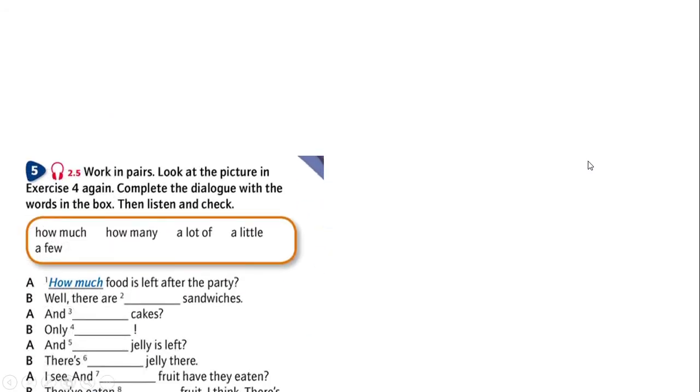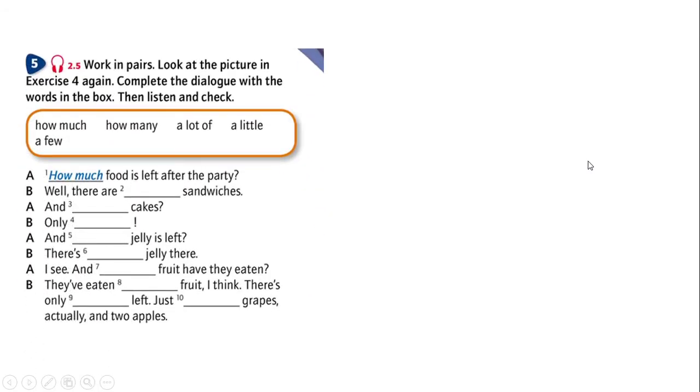In your books, in the exercise 5, you have one dialogue. In that dialogue, some quantifiers are missing. You can find them in this box. You can repeat them a couple of times in this dialogue. Do it in your books and then come back so that you can check.